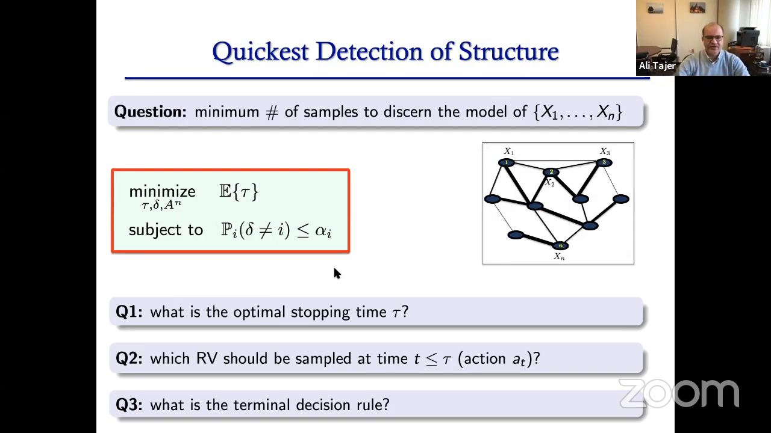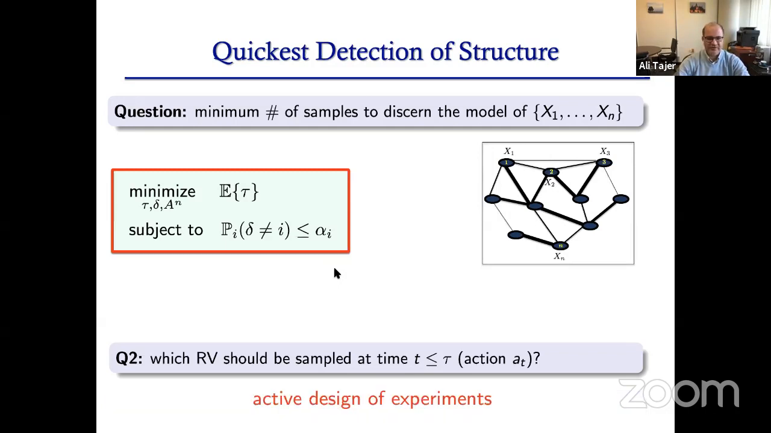This process could be uniquely characterized by answering the following three questions. First, what is the optimal stopping time? When are we confident to make a decision? Second, what is the sequence of the random variables or the nodes in the graph that we should be sampling over time? And when we stop, how should we make a terminal decision? How should we decide in favor of the two hypotheses?